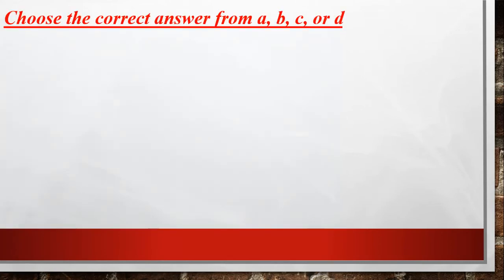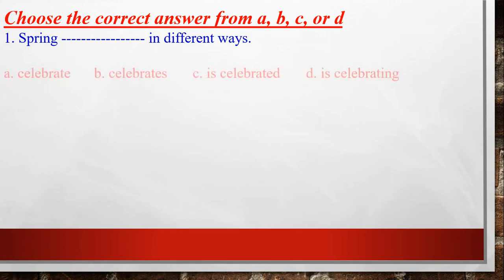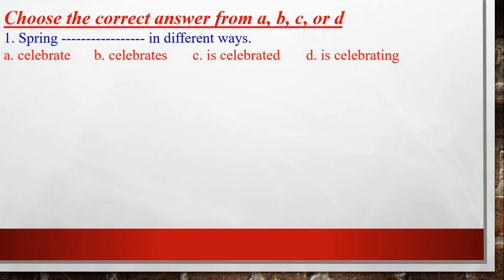Choose the correct answer from A, B, C, or D. Number 1. Spring space in different ways. Celebrate, celebrates, is celebrated, is celebrating. This sentence is in the passive. We cannot say "spring is celebrate" or "celebrates." To change it to the passive, we use verb to be plus the past participle form of the verb. So the answer here is celebrated. The answer is celebrated.